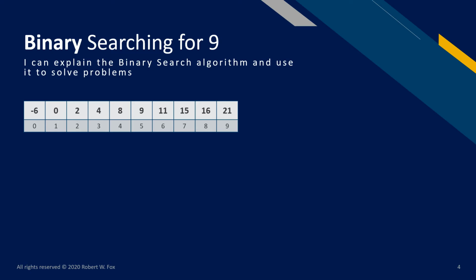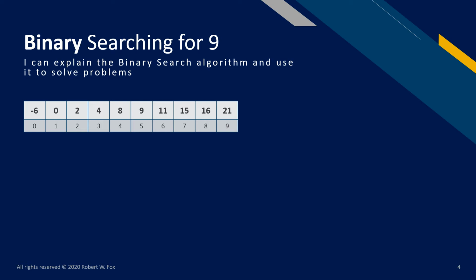In the upper left, you see that I've created an array. And what we would like to do in this array is search for the number 9. Now, I know you aren't stupid. You can see that the number 9 is located right here at index 5. But let's pretend we don't know where it is and see how binary search will find it for us. It's really important to notice that this list is sorted. -6 to 21, all in increasing order.